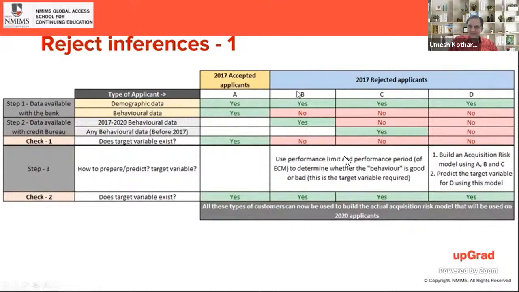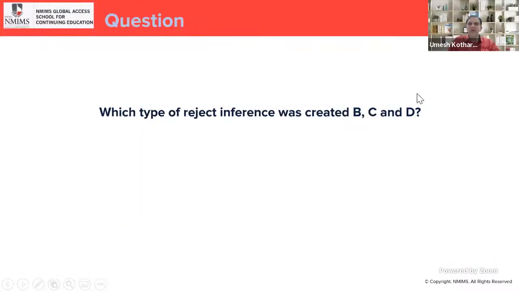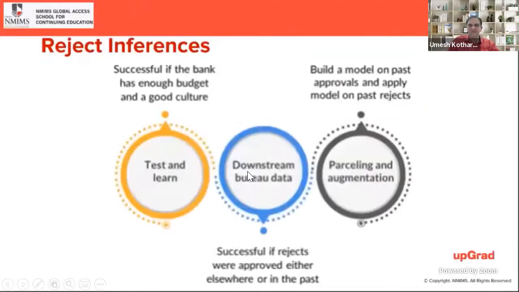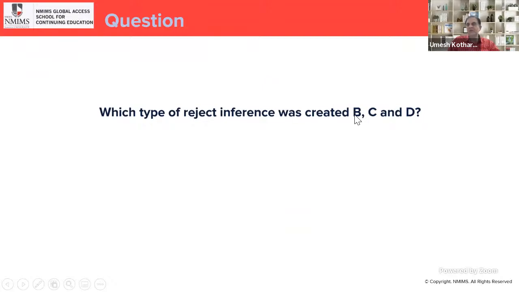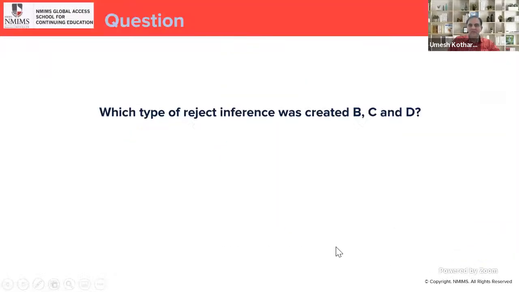So what we will do as a class is just take a picture shot of this if not already taken. Remember, the reject inferences are test and learn, downstream bureau data, and parceling and augmentation. You can take a picture shot of this if you need to. The question on hand is, which of these types was used to create the target variable in the case of B, C, and D? And that is what we want to understand and learn as well.